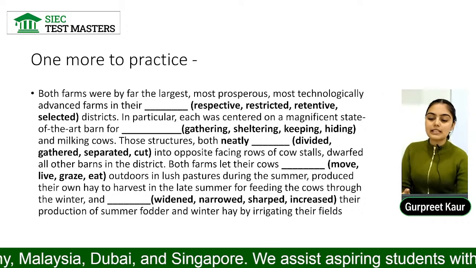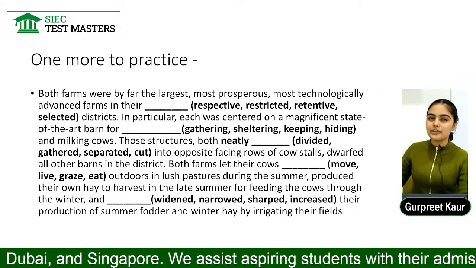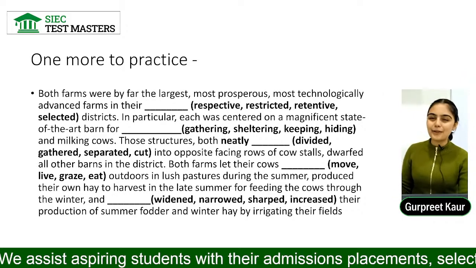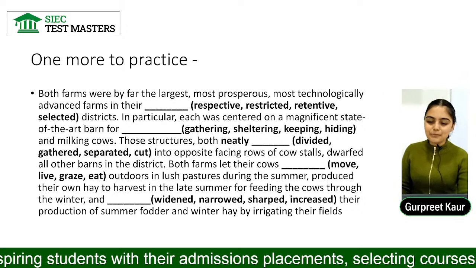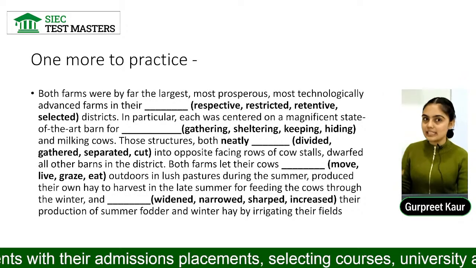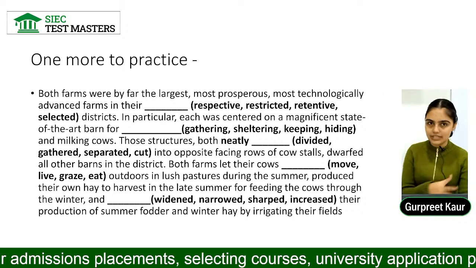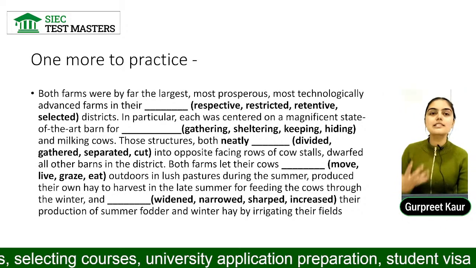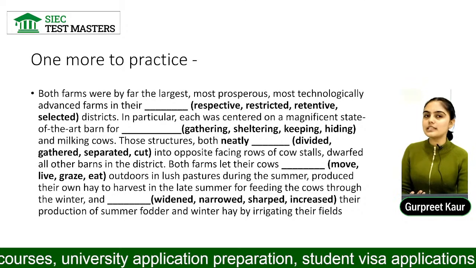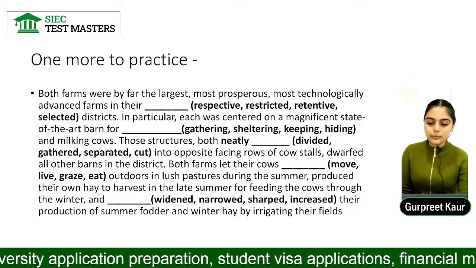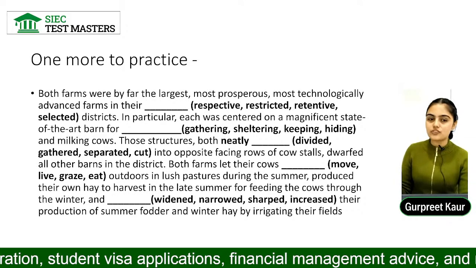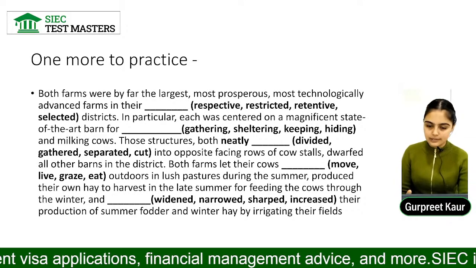So both of the farms let their cows dash outdoors. Move out there outdoors? No, cats are not on the ramp walk here. So move cannot be the answer. Live outdoors? No, they are living inside. Graze outdoors is the option because cows never eat, cows always graze. Graze outdoors in lush pastures. Again, from the word pastures, graze is the answer here.